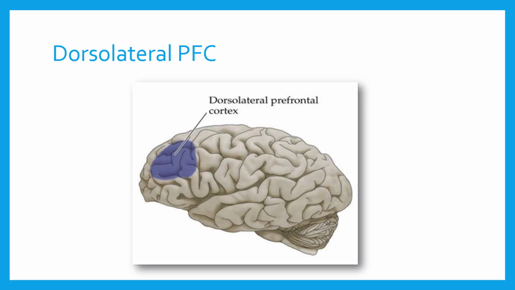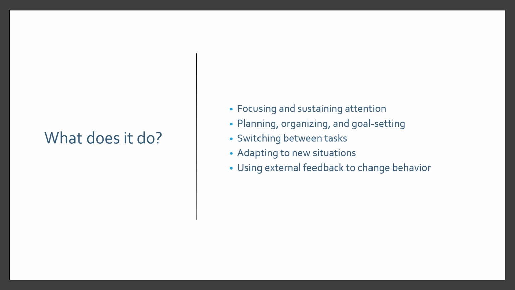Lastly, we'll talk about the dorsolateral prefrontal cortex. And this circuit is responsible for most of the functions that we think of when we say executive functioning. So, a lot of those higher level cognitive processes. This one has the least direct control on social behavior and emotions. This circuit is responsible for focusing and sustaining attention, planning, organizing, and goal setting based on external cues, switching between tasks, adapting to new situations, and then using external feedback to change behavior.